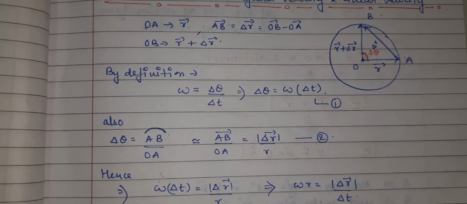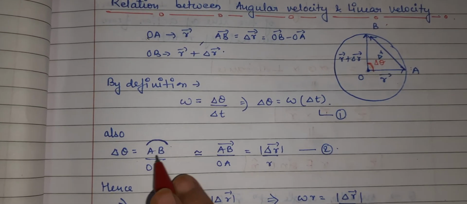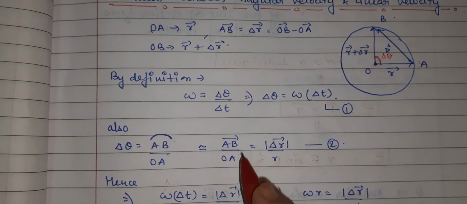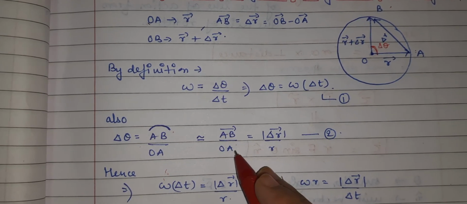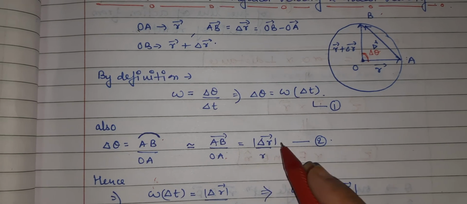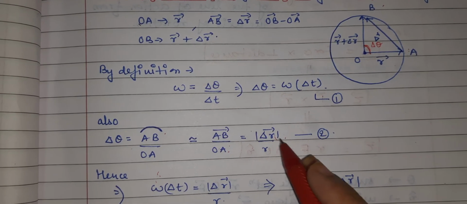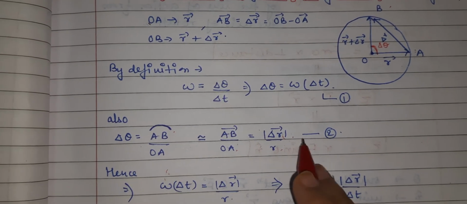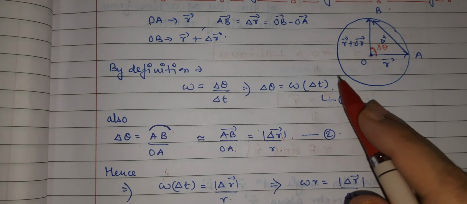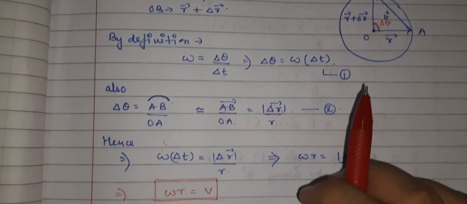Mathematically, if delta theta is very small, this arc AB can also be written as the straight line distance AB, and that can be written as AB upon r. We all know that magnitude-wise AB is delta r. If we want to take only positive values, we keep the modulus, so delta r upon r. So delta theta can be written in two ways: one is omega into delta t, and second is delta r by r with the help of the parallax method.